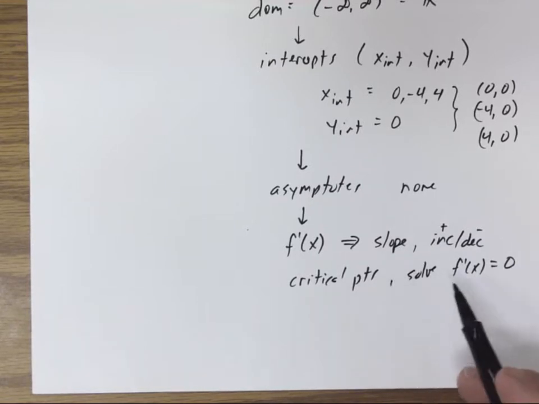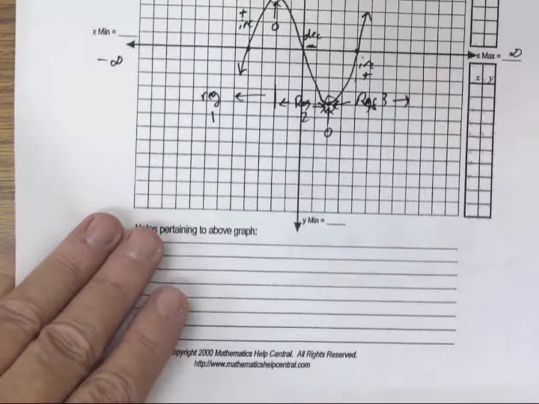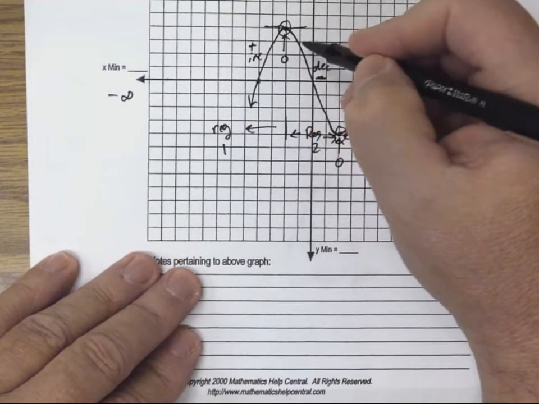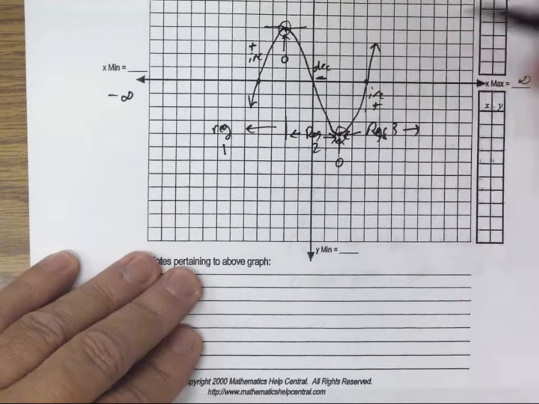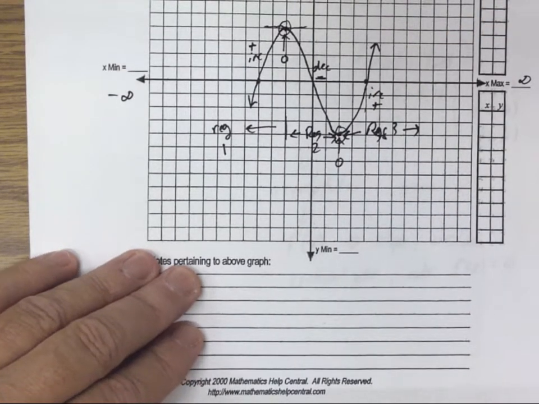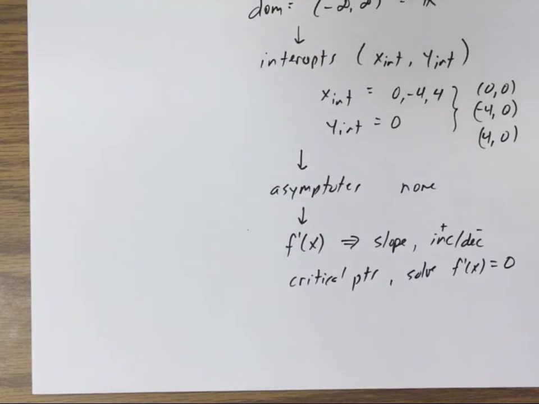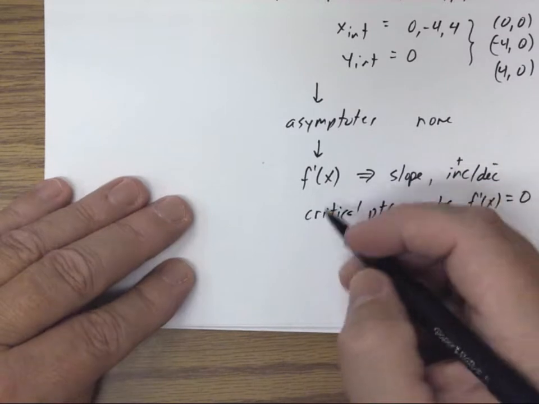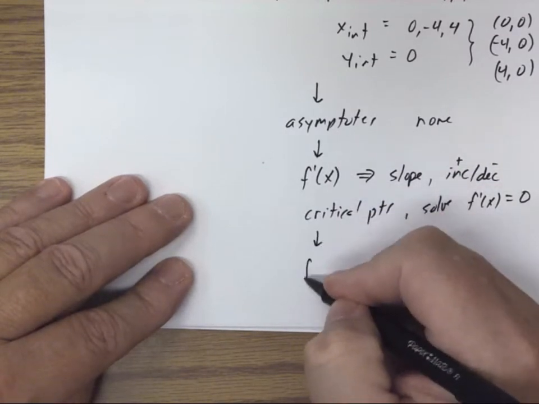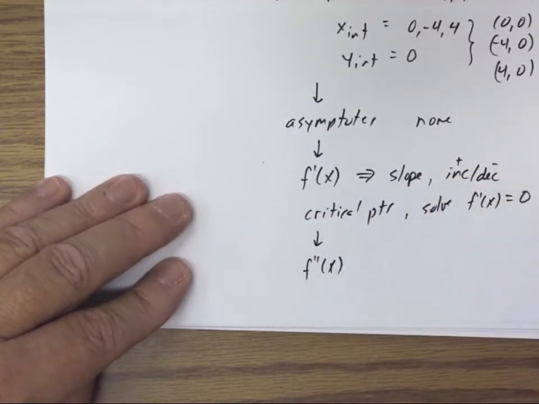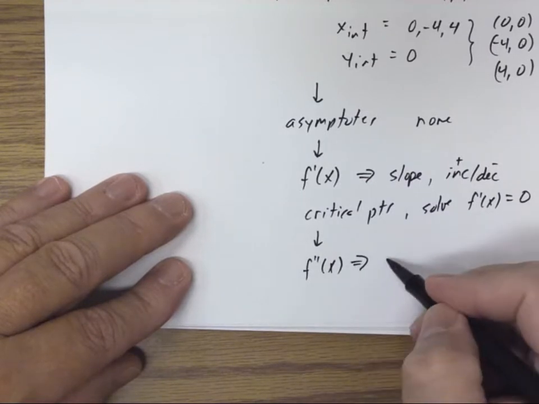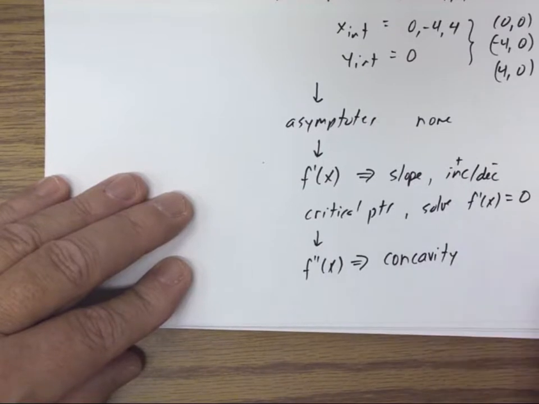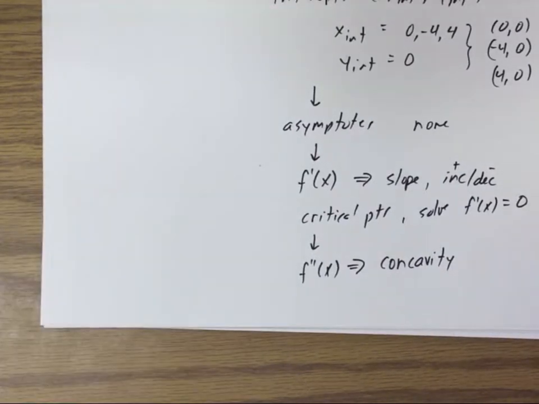Now from this graph, you can determine where it increases, where it decreases, where it increases. Now, the last thing we're going to do is look at the second derivative and what kind of information it tells us. The second derivative tells us about, we'll call it concavity, concave up or concave down.